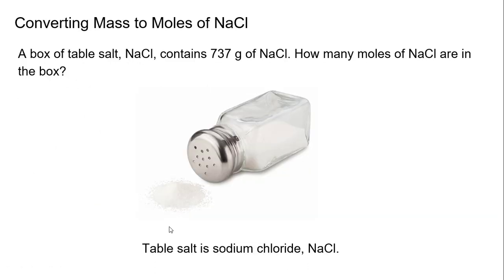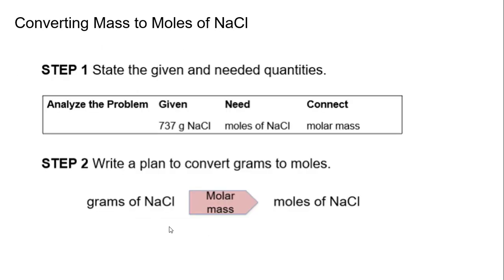So let's do that. A box of table salt contains 737 grams of sodium chloride. How many moles of sodium chloride are in the box? So we need to go from grams to moles, and the only way you can do that is with molar mass. So what are we given? We're given 737 grams. We want the moles. We do not want the grams. And we're going to use the molar mass as the stepping stone to get to the other unit.